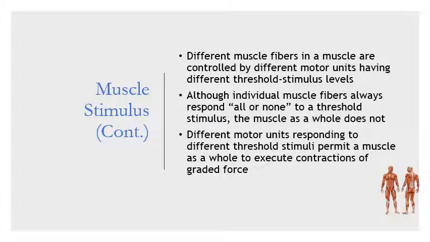So although individual muscle fibers always respond to the all or nothing rule, to a threshold stimulus, the muscle as a whole doesn't. If the whole muscle did an all or nothing, you'd slap yourself because your muscle wouldn't go smooth. It would just snap up or snap down. So having the individual fibers makes it so that you have smooth movement of your arms and legs.